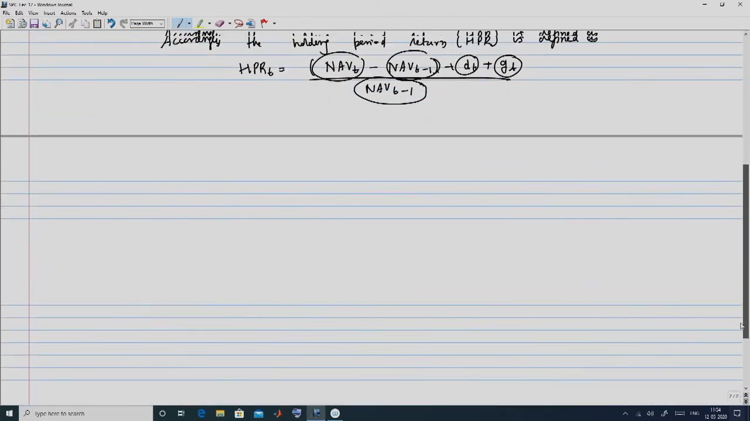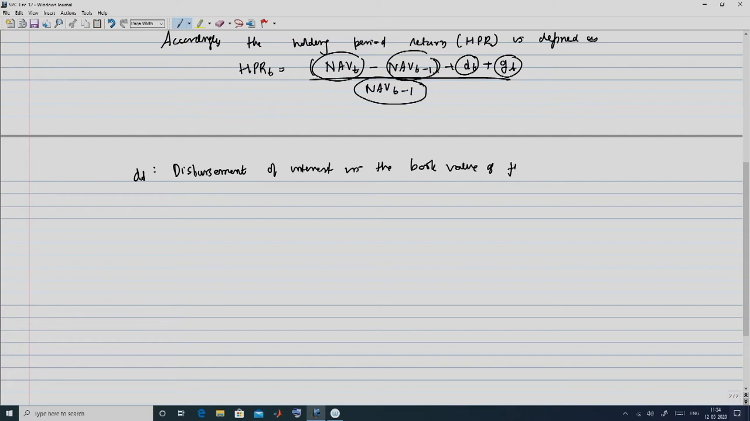So here, your D_t is disbursement, that means the payout by the mutual fund, disbursement of interest in the book value of the mutual fund.